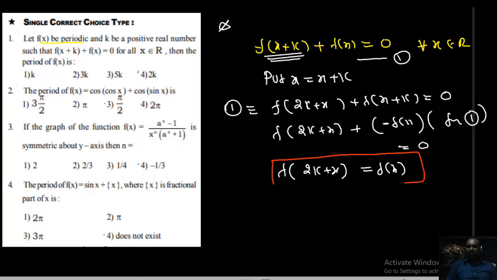This is in the form f(t + x) = f(x). Then the function is periodic with period t. Then I can say the period is 2k.